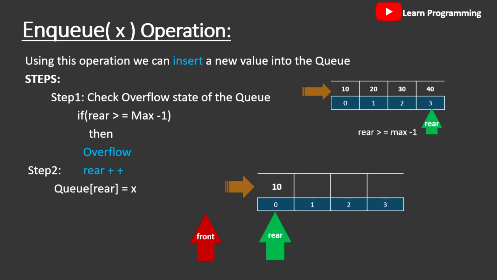So hope you understood how this works. Let me insert one more value. So let's say we consider 20 to be inserted into the queue. First we check for the overflow state. So rear is not 3, or not more than 3. So now we can perform the incrementation of rear value by 1. So that is rear plus plus, and now I can insert 20 into the queue. So these are the steps which we follow to perform enqueue operation on the queue.